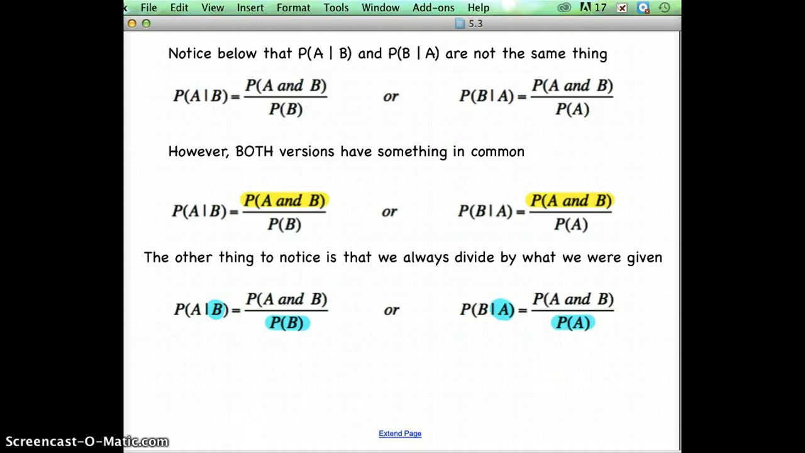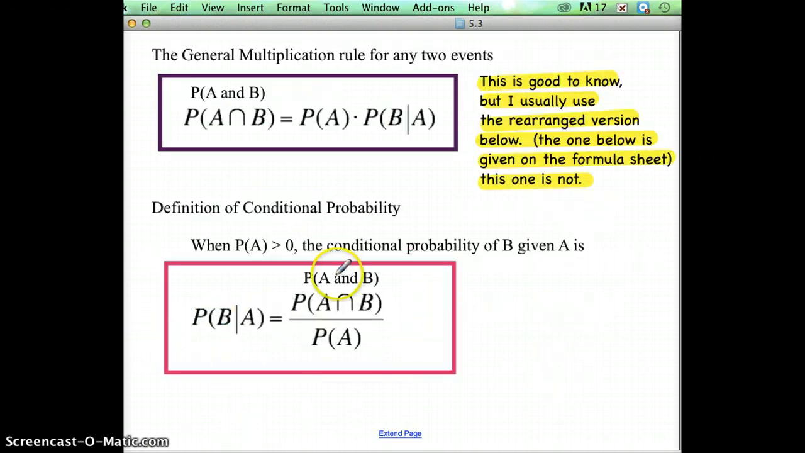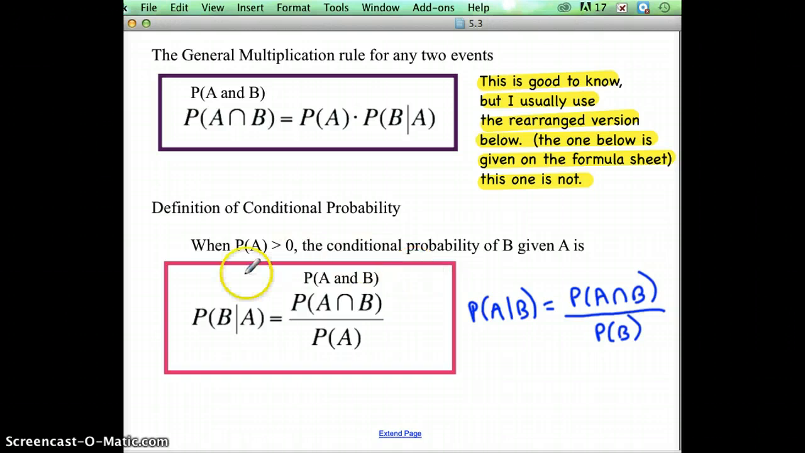Now on your formula sheet, I believe this is the only one that they list. So you have to know, okay, if I want to do the probability of A given B, the top is the same, probability of A and B, but now on the bottom is what I'm given, the probability of B. So on your formula sheet, the pink box, you have to know this.